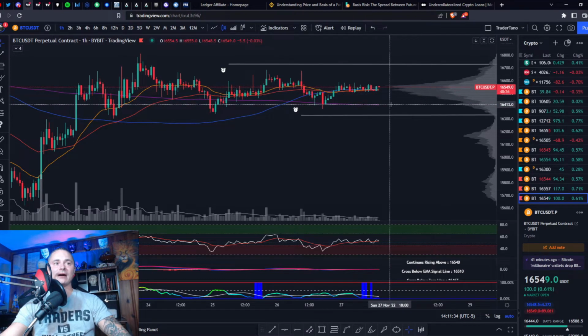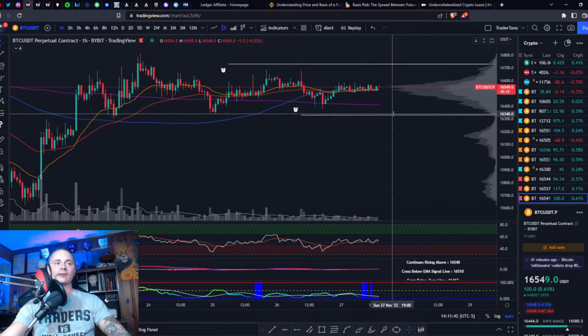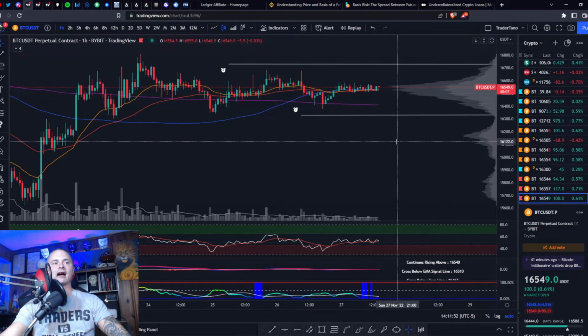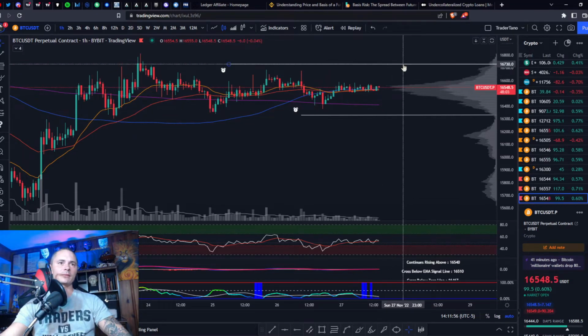If we come down, bounce off there, and re-enter the range, I would expect us to break out and go to 16,700. If we break the 200, I would expect us to come down to 16,300. If we break 16,300, probably going to 14.5, if not 13.5, somewhere in there. If we can break 16,700, 18K is the next stop. So there's your bullish and bearish case.